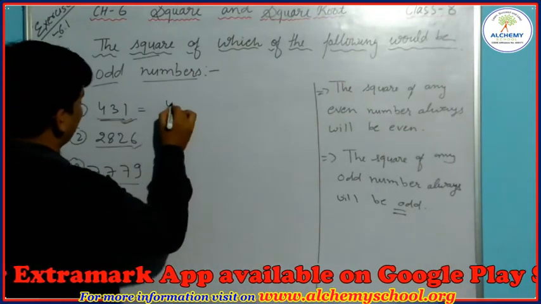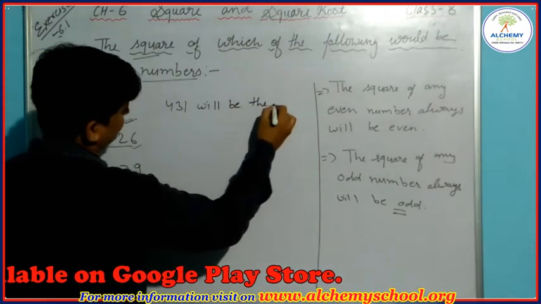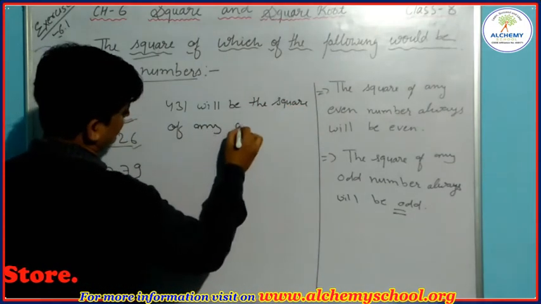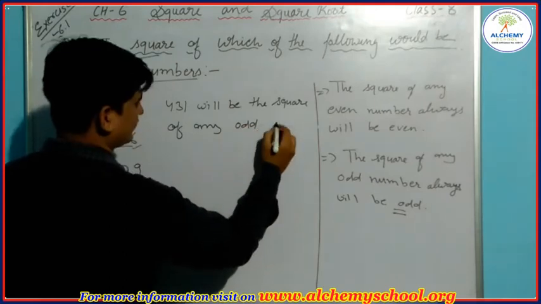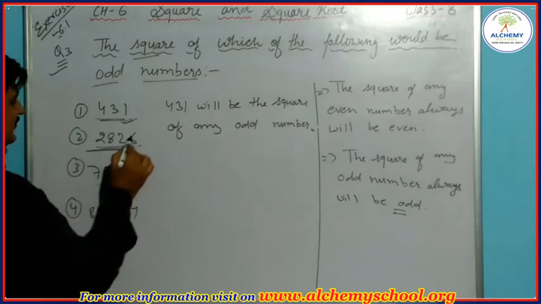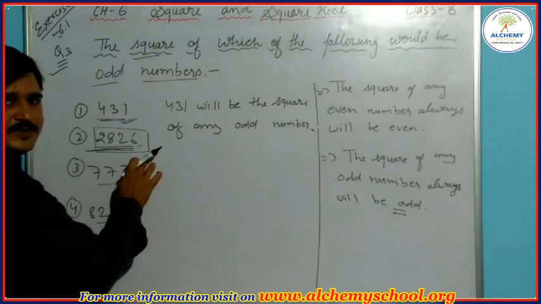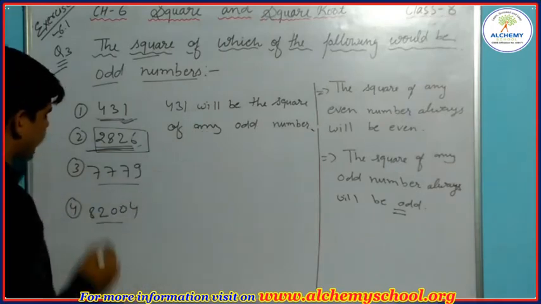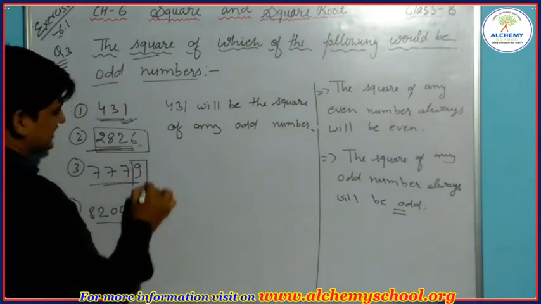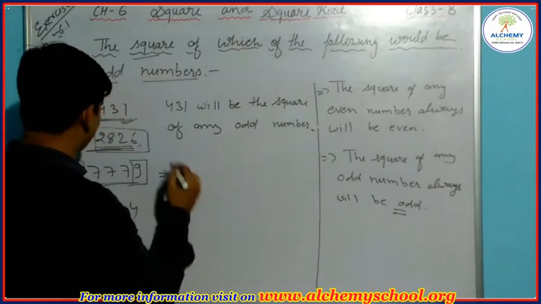So we can write 431 will be the square of an odd number. The same way, when we observe the second number, we will find that this second number is an even number. So this number will be the square of an even number. The same way, when we observe the third number, we will find that this number is an odd number. So this will also be the square of an odd number.